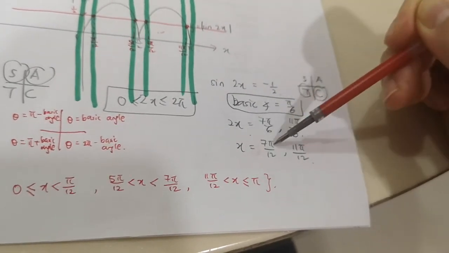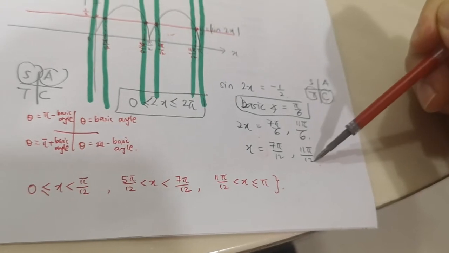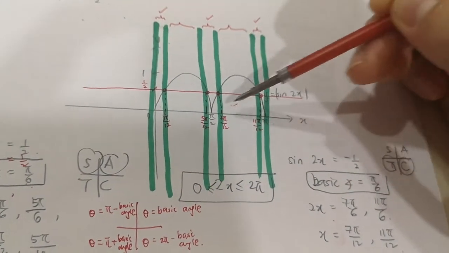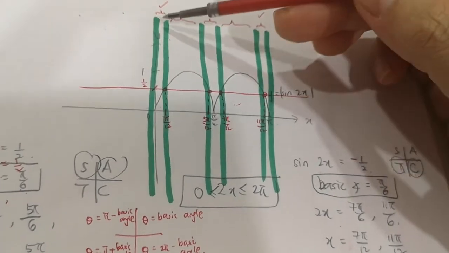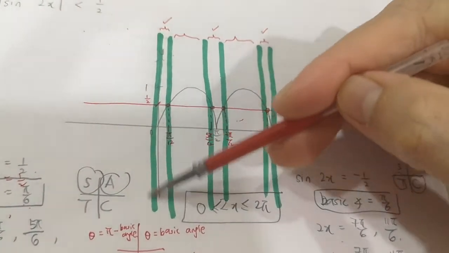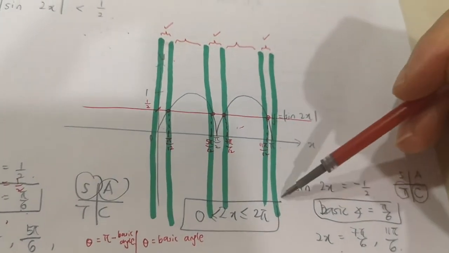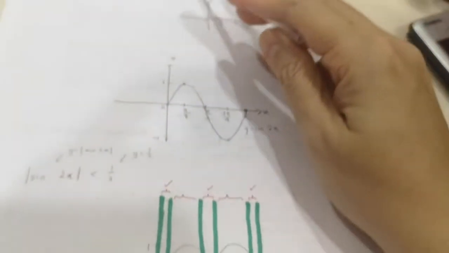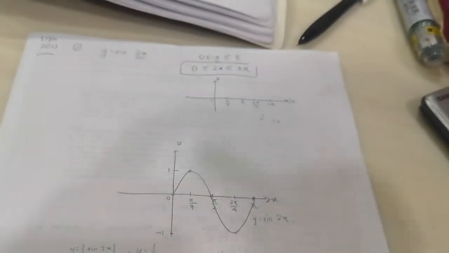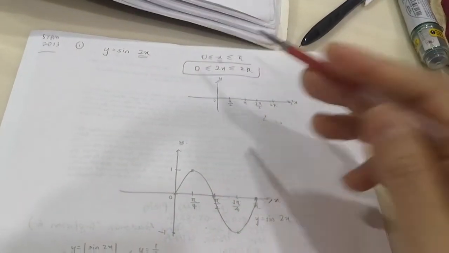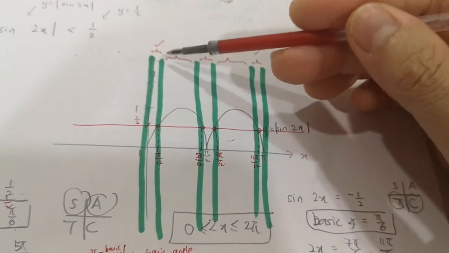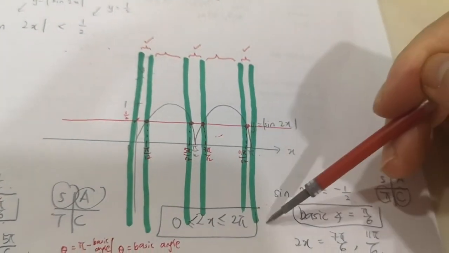So we get 2x equals 7 pi over 6, 11 pi over 6, so x is 7 pi over 12, 11 pi over 12. Okay, so I just label all the intersection points here. I draw the quadrant. Why do I start with 0 and end with pi? Because the question gives you the domain between 0 and pi. So that's why I start with 0 and end with pi.